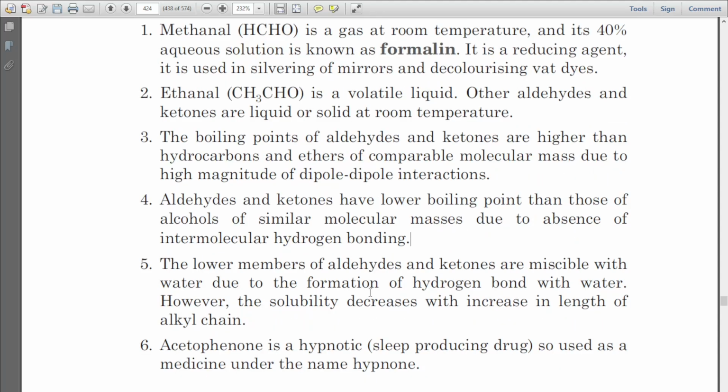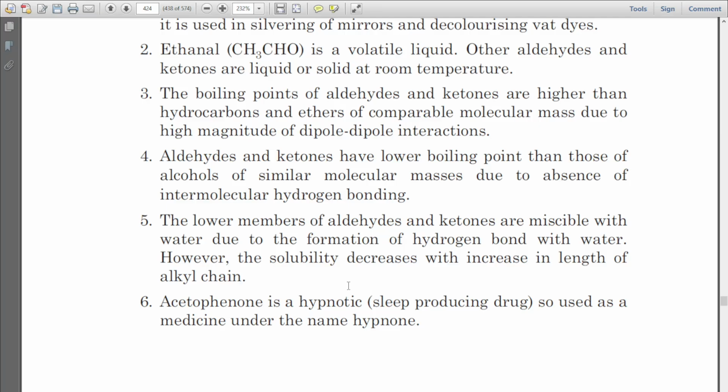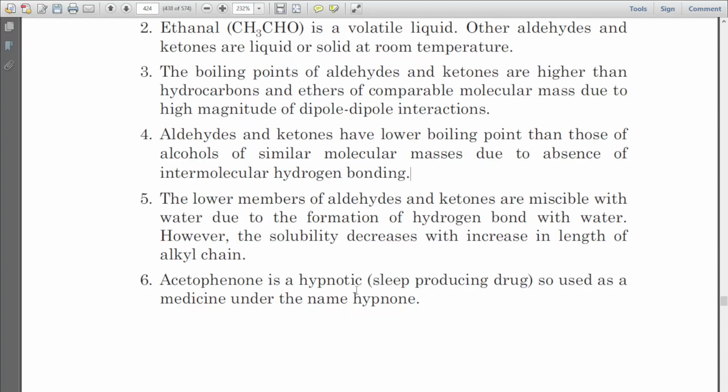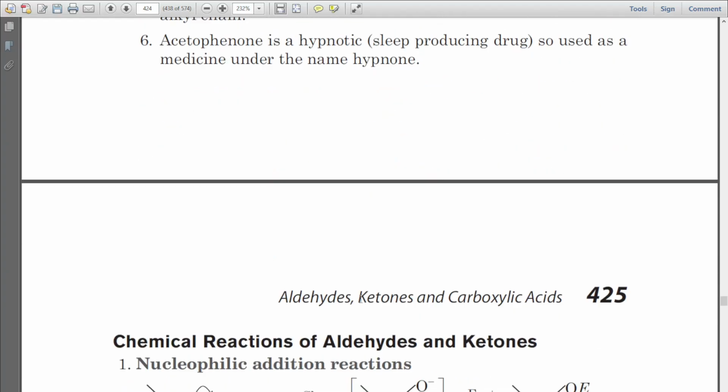The lower members of aldehydes and ketones are miscible, that is soluble, with water due to formation of hydrogen bonding. However, the solubility decreases with the increase in length of the alkyl chain. Acetophenone is used as a hypnotic, sleep-producing drug as a medicine under the name of Hypnone.